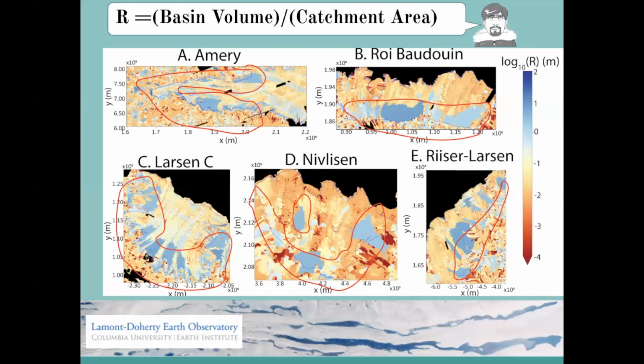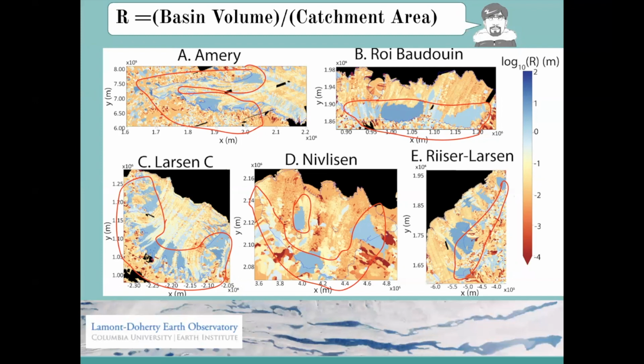So here I'm using the ratio of basin volume to catchment area, which we call R, as a metric of the susceptibility of a catchment to overspill, to overtopping. In red, we see catchments that are quote unquote easy to fill, with low volumes and high catchment areas. And in blue, catchments that are more difficult to fill, so high volumes and smaller catchment areas.